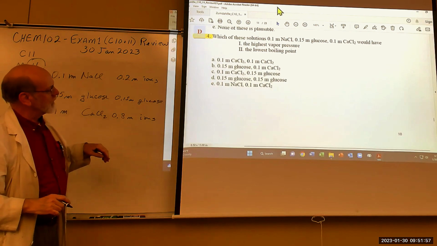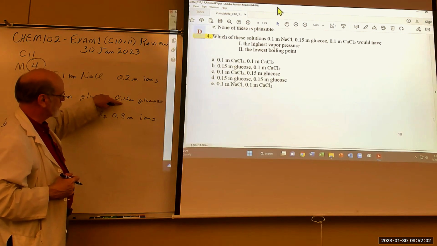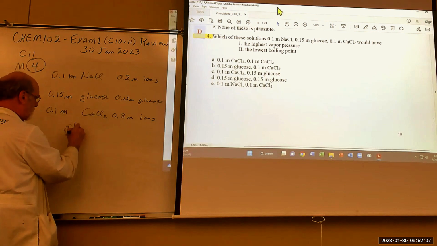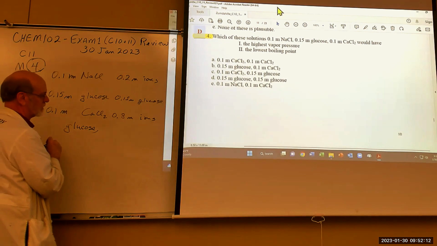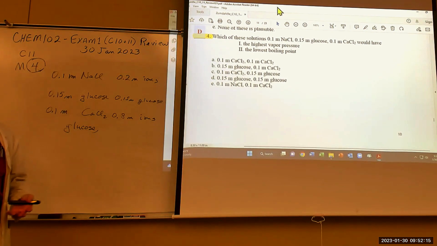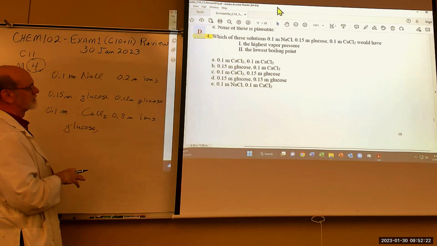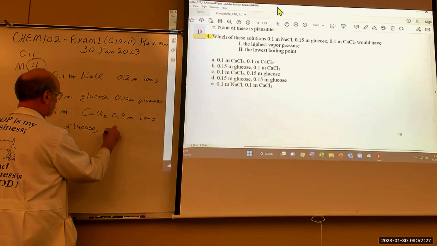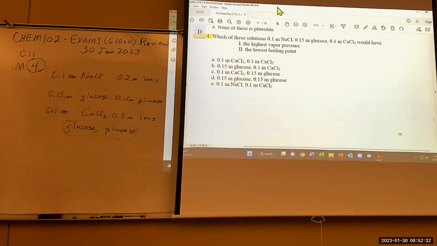Okay, so we're looking for the highest vapor pressure. Highest vapor pressure would be this one, right? Has the lowest concentration. And the lowest boiling point, right? Boiling point elevation goes with high concentration, so low concentration will give you the lowest boiling point. That's glucose again. Glucose for both of them.